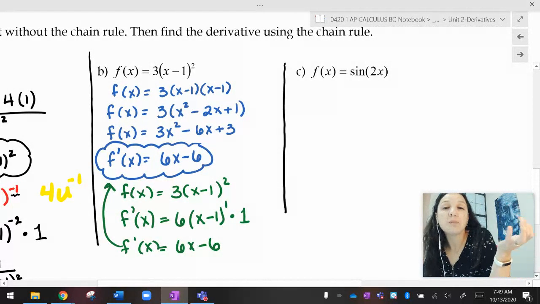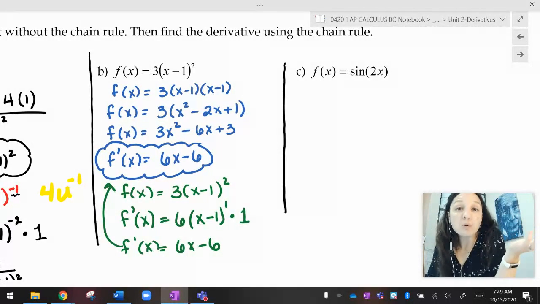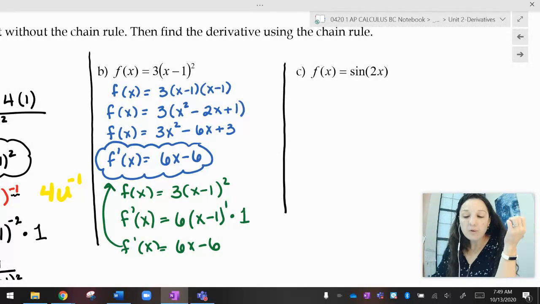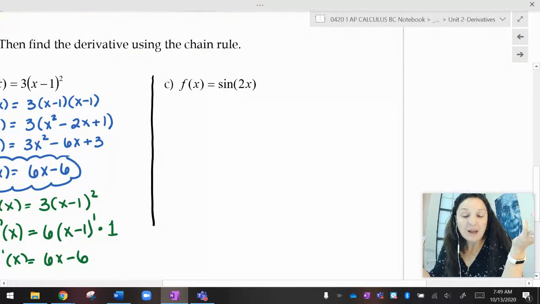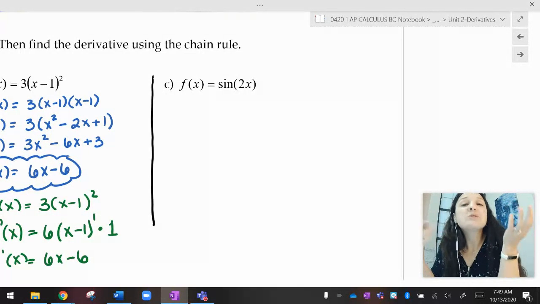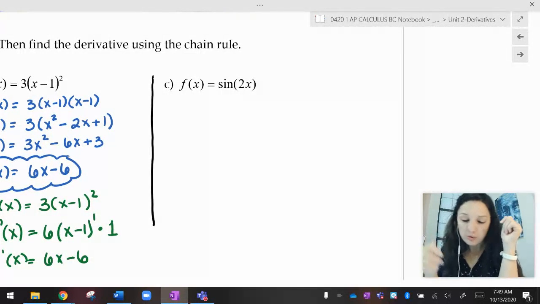Now, those are good examples of when the chain rule is possible, but not necessary. Now let's talk about where we have to use the chain rule. Part C, f of x equals sine 2x. I don't have a power rule. That stinks. So let's talk about the chain rule here. And I'm going to break my own rule. I'm going to do the chain rule first, and then I'm going to not do the chain rule second.